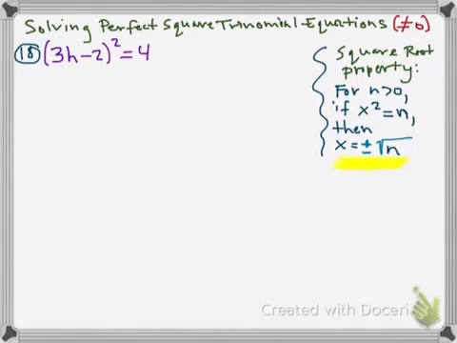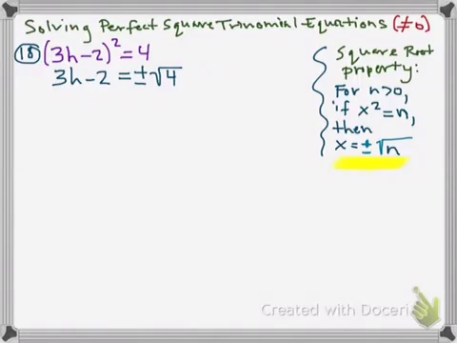So using our problem over here, we've got 3h minus 2 squared. So we've got a something squared equal to a number greater than 0. We've got 4. And so I can use the square root property and jump to just writing the inside, 3h minus 2, and set that equal to plus or minus the square root of our number, which is 4.